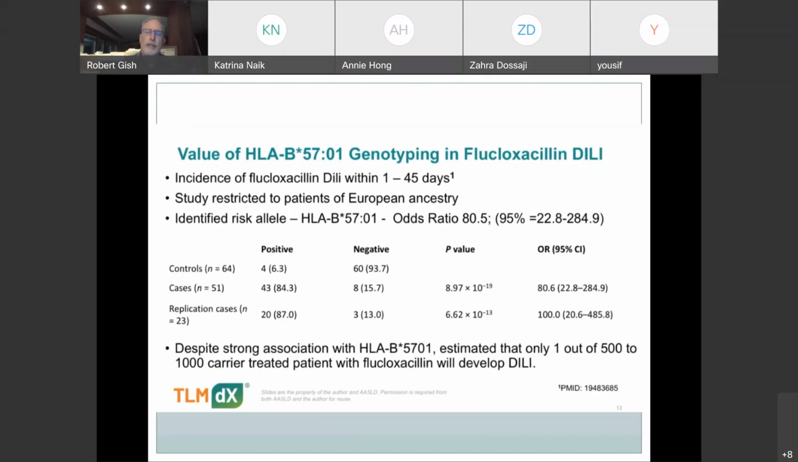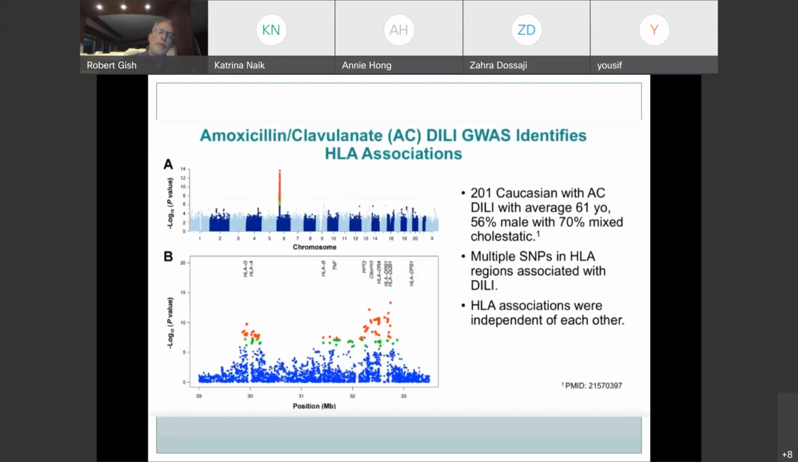who might develop DILI? Now, the way I read this is that if you have HLA-B 5701, only 1 out of 500 of those people who take flucloxacillin will actually get drug-induced liver disease. So this must be a polygenic risk.